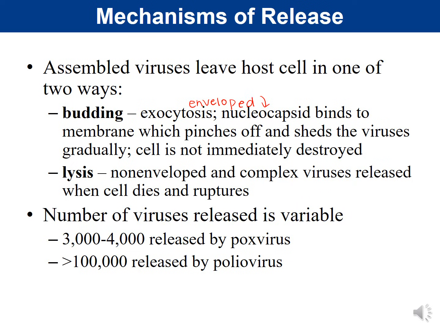The number of virus particles released is very variable depending on the virus. For example, about 3,000 to 4,000 virions are released by poxvirus, whereas greater than 100,000 virus particles are released by poliovirus. And so that can change depending on the type of virus.